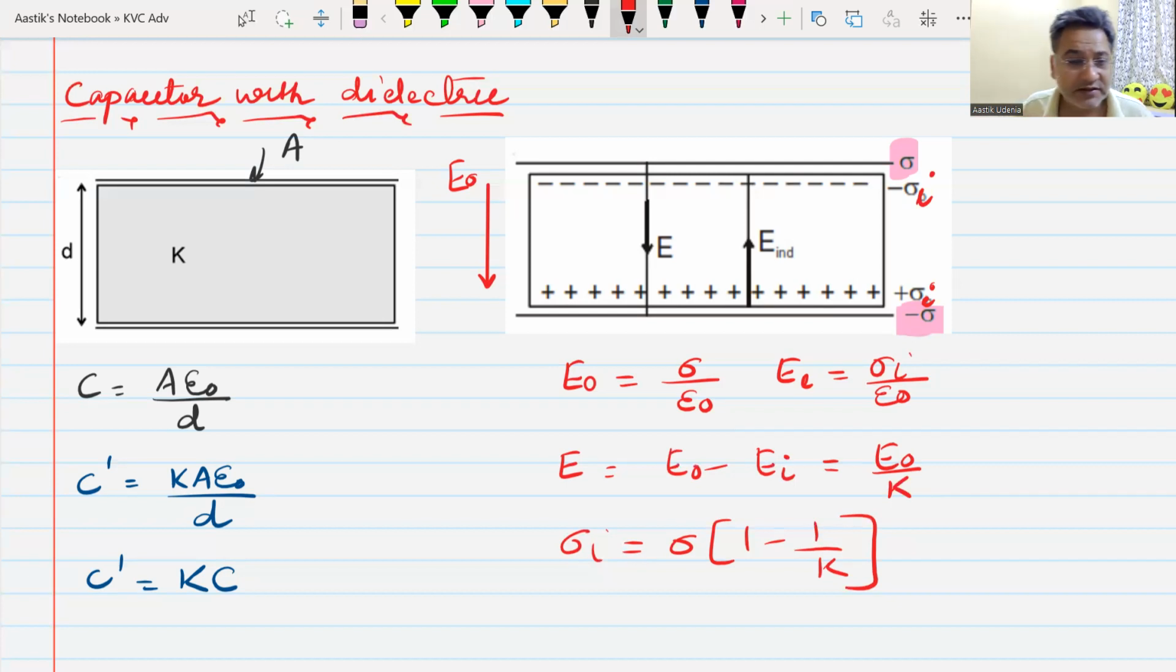You have to remember these relations. I'll give you 2 minutes to note this down. Have you understood this? What I've done here?